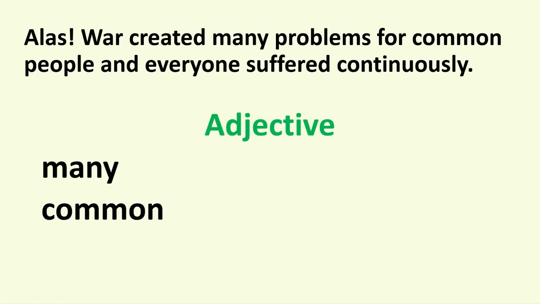The noun problems is qualified by an adjective, many. Many is countable. Therefore, we call it adjective of quantity. And people, noun, has a word in front which again is an adjective. And that is an adjective of quality, common. So the sentence has 2 adjectives: many for noun problems, common for noun people.